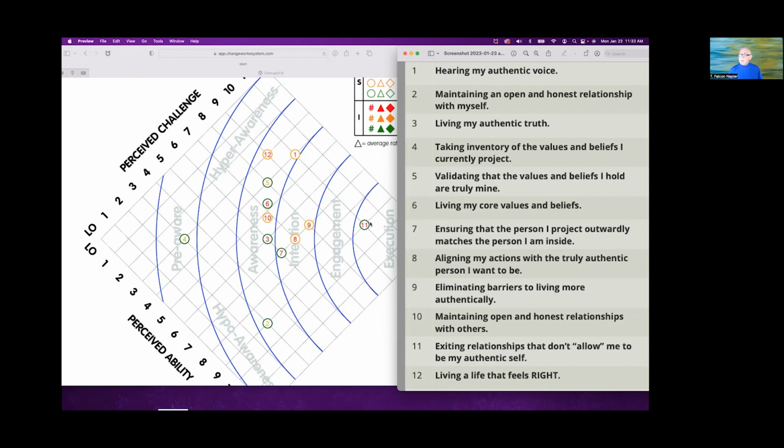Well, that same mindset would be what the grid is saying Linda has about exiting relationships that don't allow her to be her authentic self.